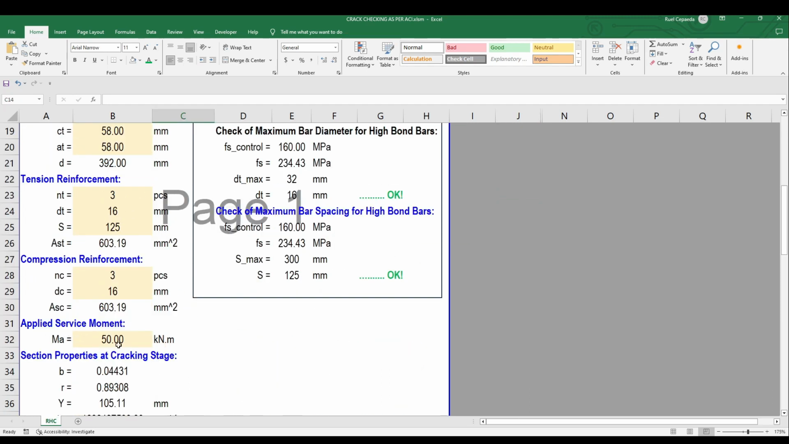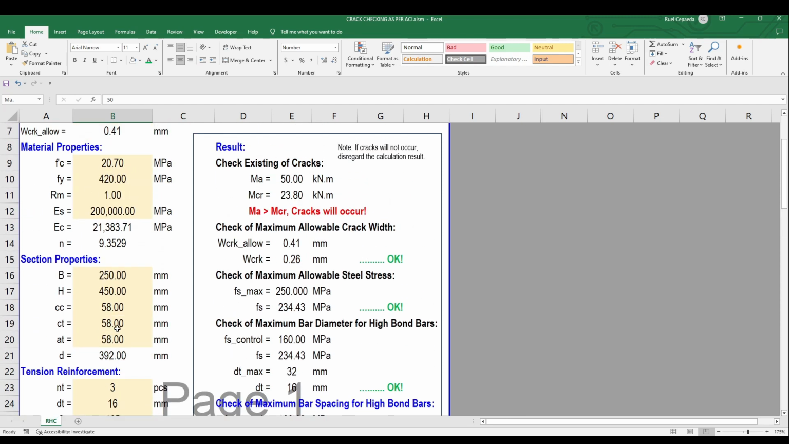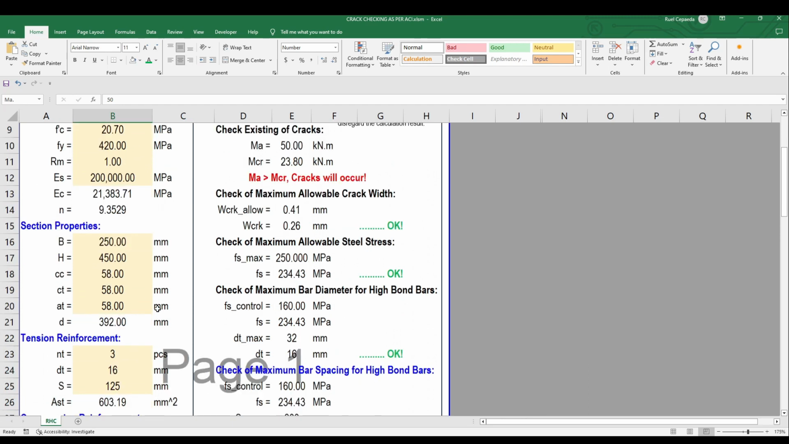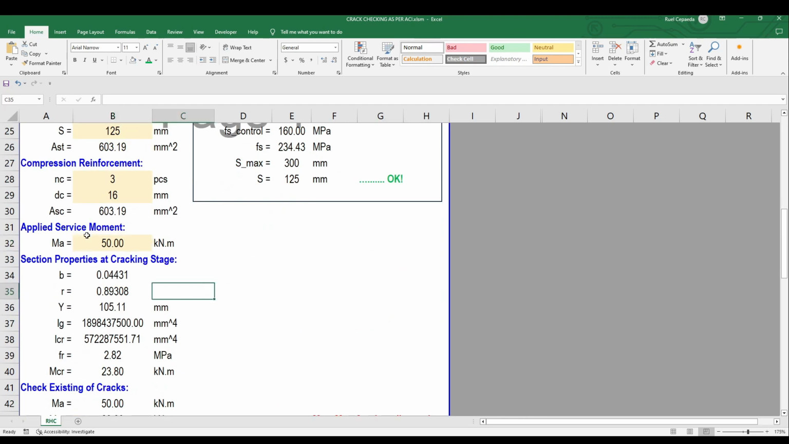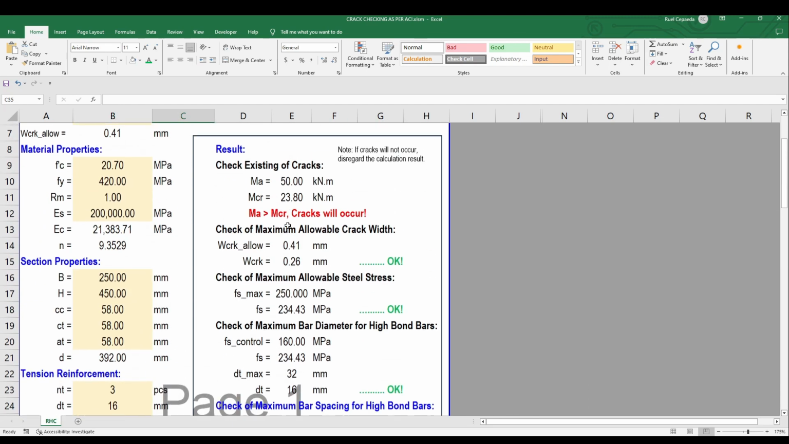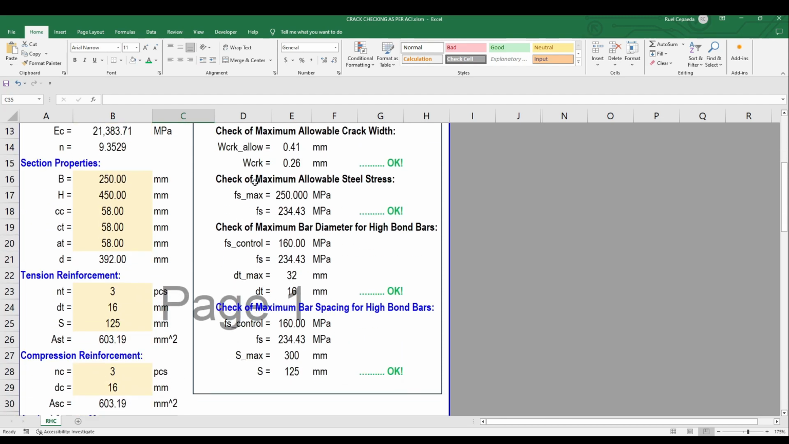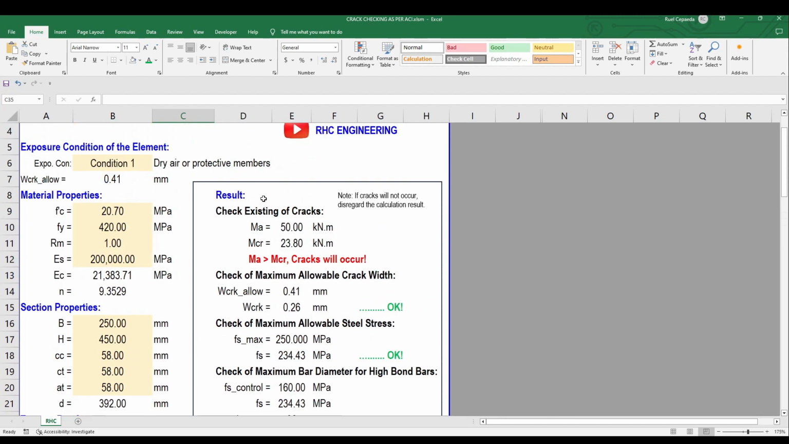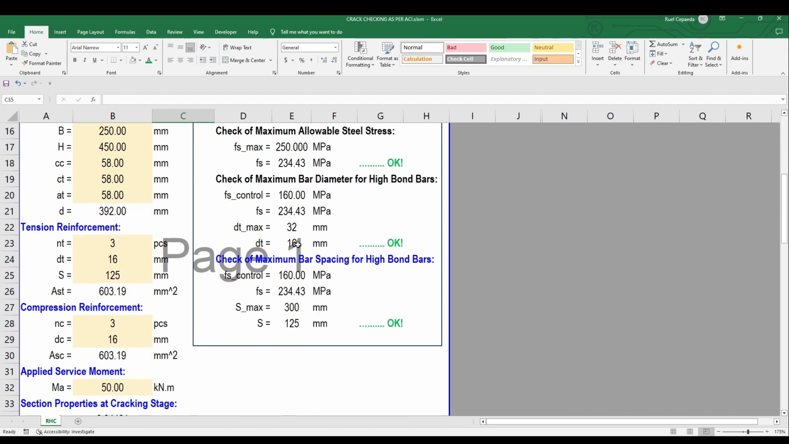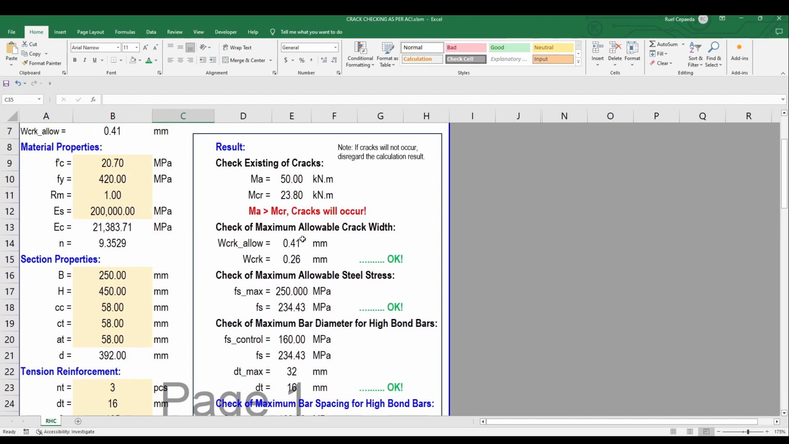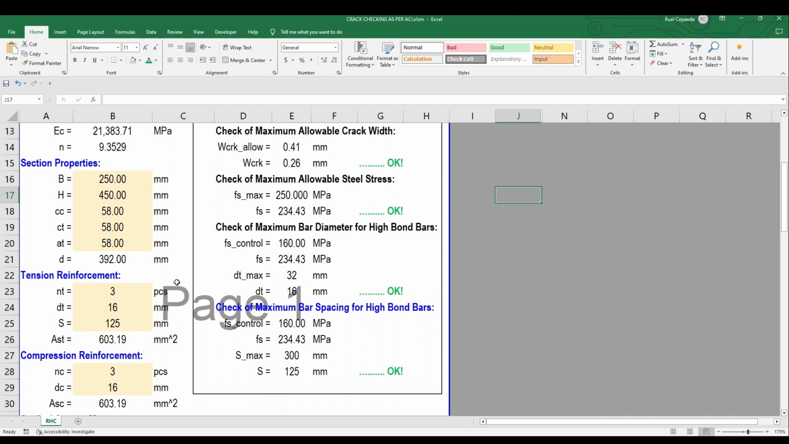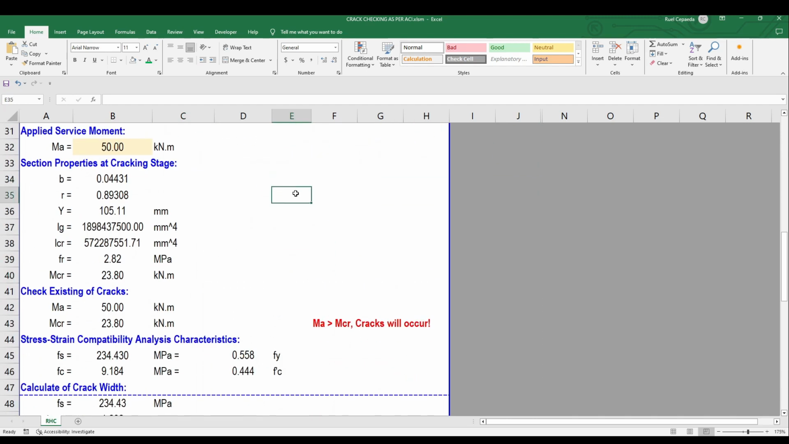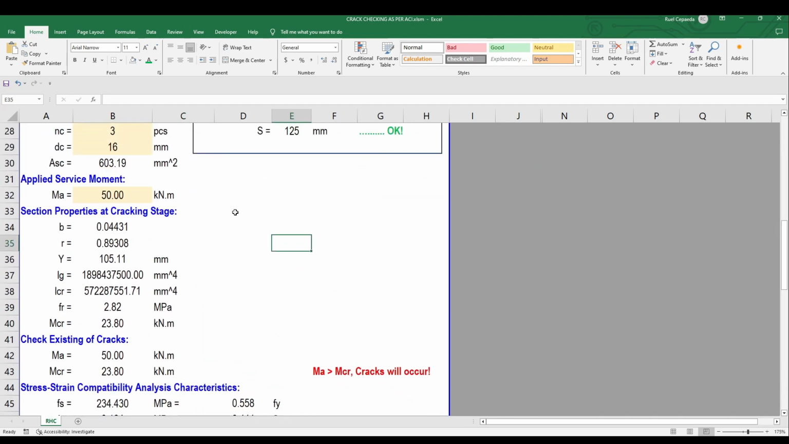Also, we have the applied service moment, let's say M. This is just the service moment, guys, for checking the crack. Before we go to the calculation, I also put the result here so we have a summary, so we can see once our section fails or passes. Okay? So, let's go to the calculation.